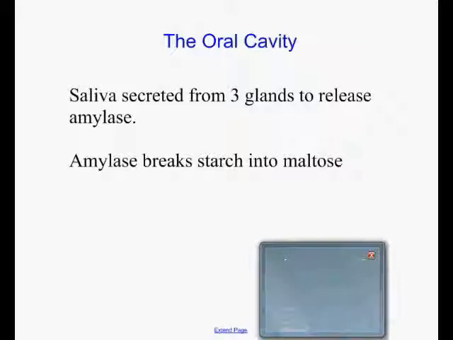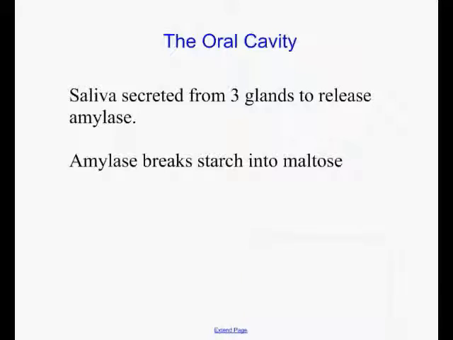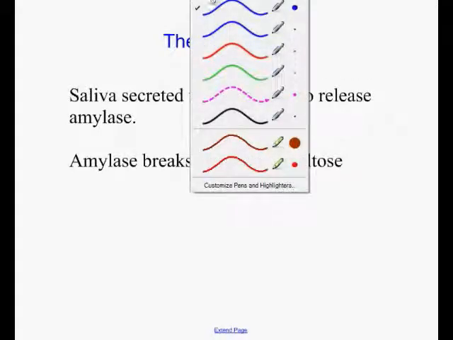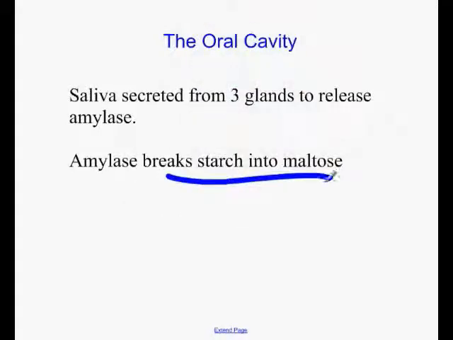We started out in the oral cavity, and I mentioned that saliva contains amylase, which breaks down carbohydrates. An example of that: a carbohydrate starch would get broken down into a disaccharide maltose. So you need to understand that in the oral cavity we're breaking down carbohydrates, but not all the way to simple sugars. We're going to disaccharides. They'll be broken down later on. So it's really a pre-processing.